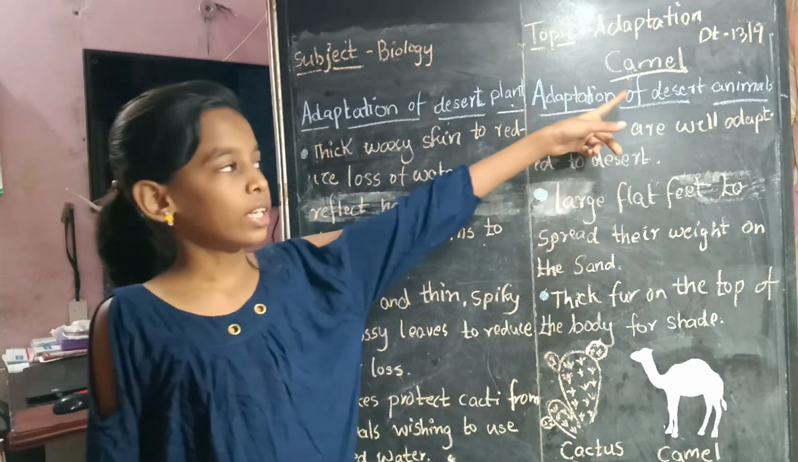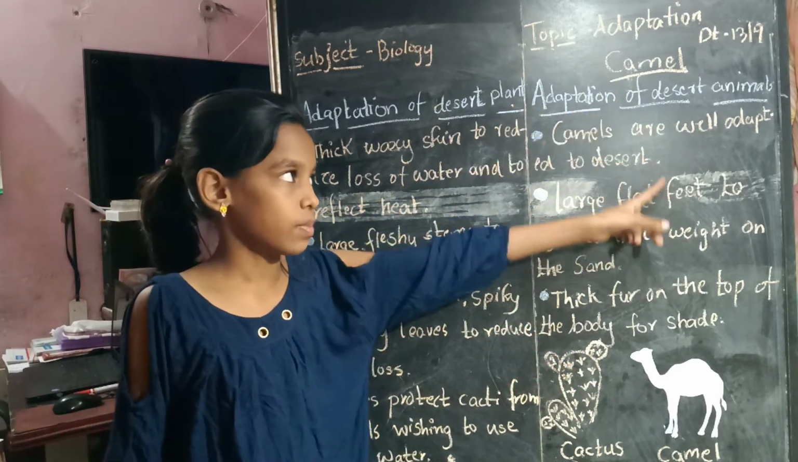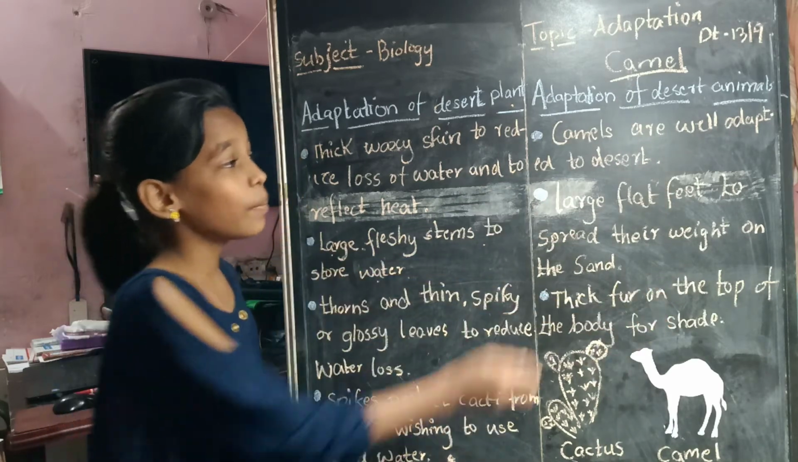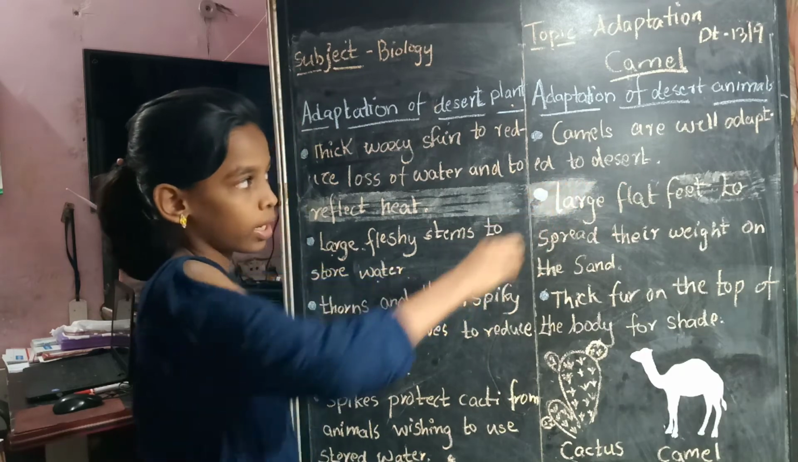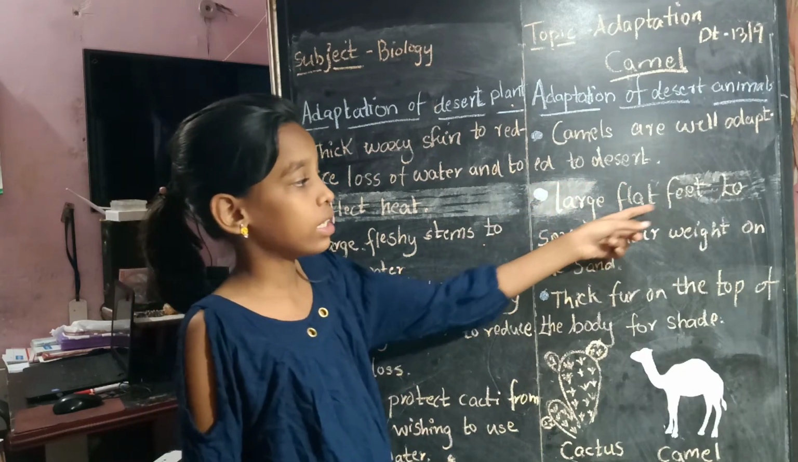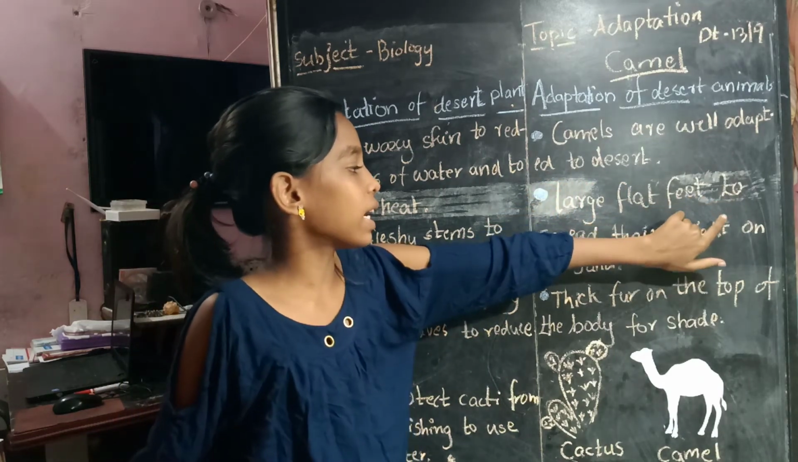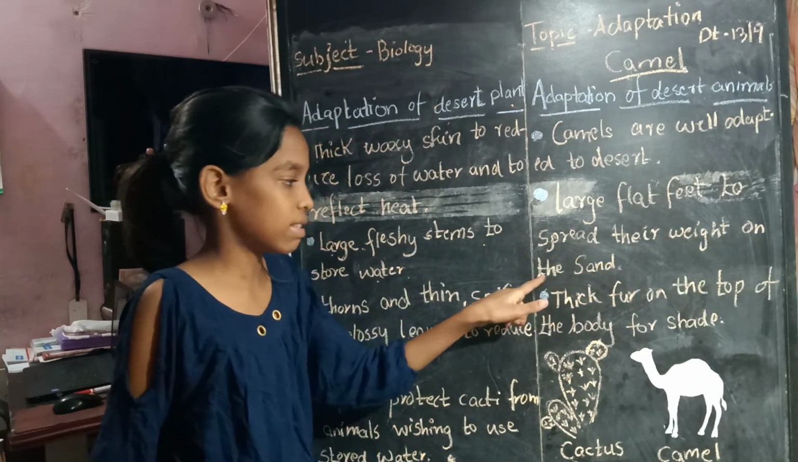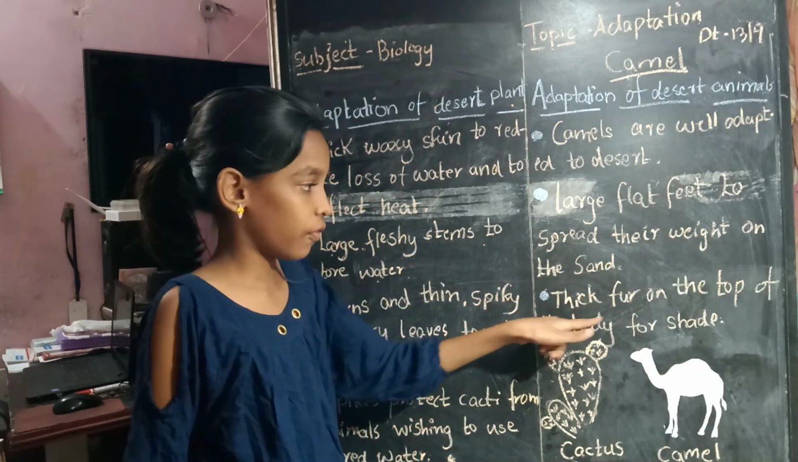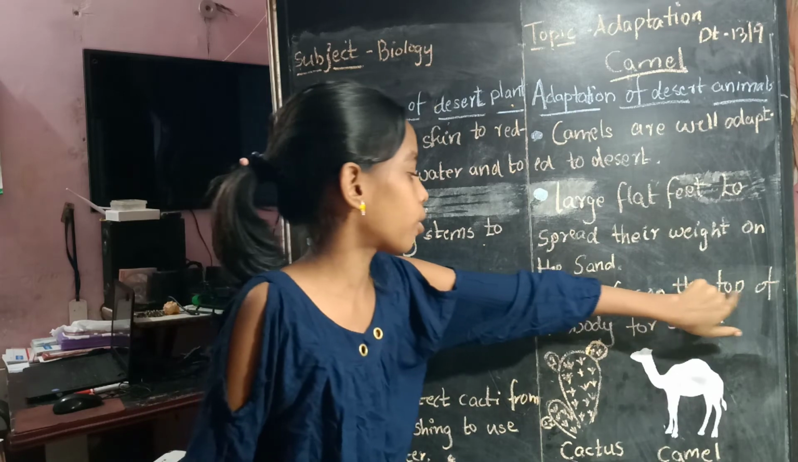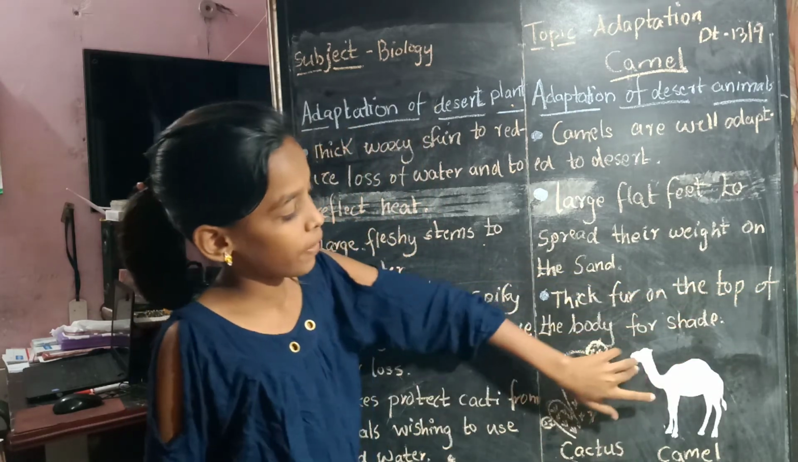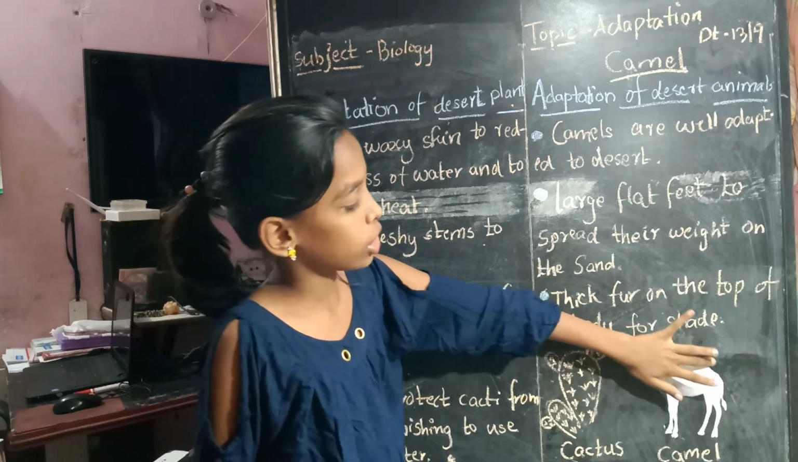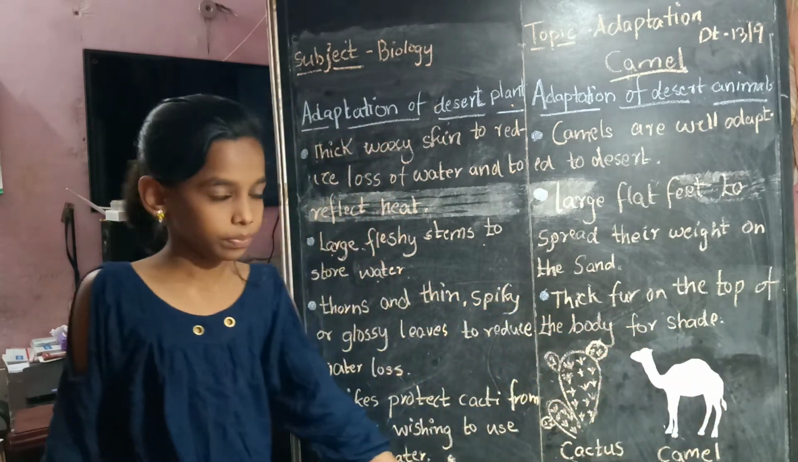Next, for the adaptation of desert animals, the camel. Camels are well adapted to the desert. Large flat feet to spread their weight on the sand. Thick fur on the top of the body for shade, and to prevent the heat.